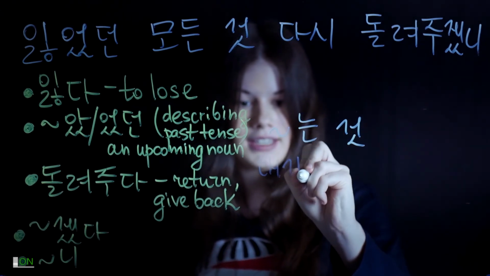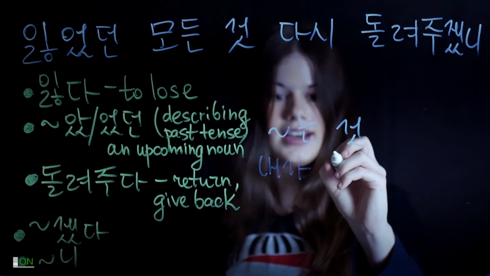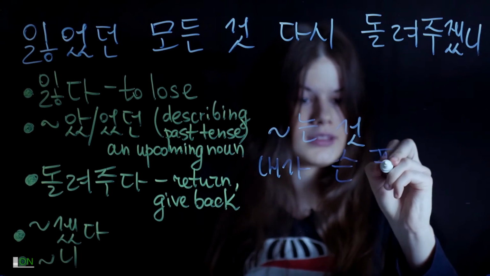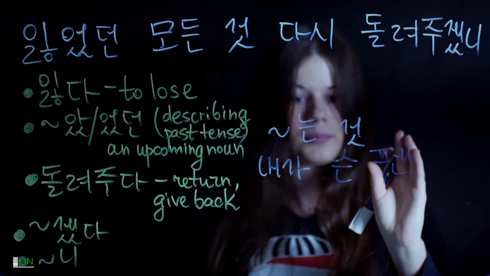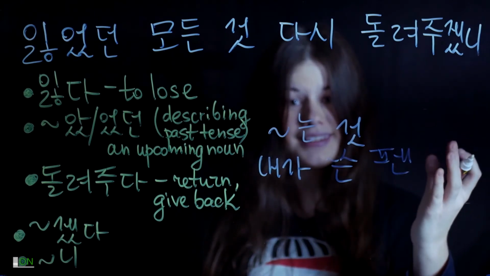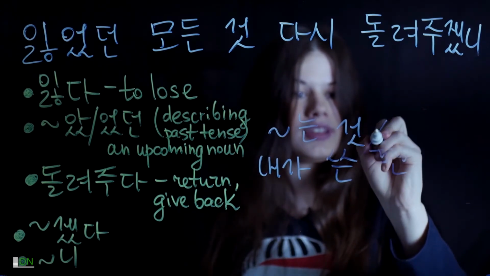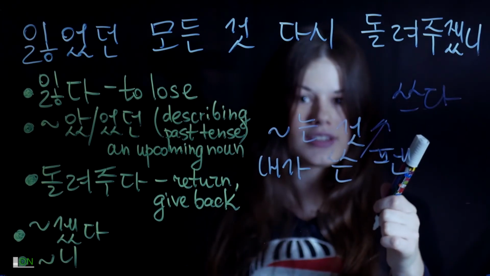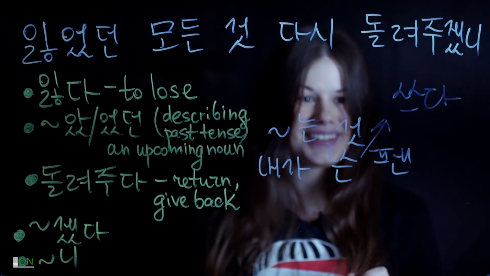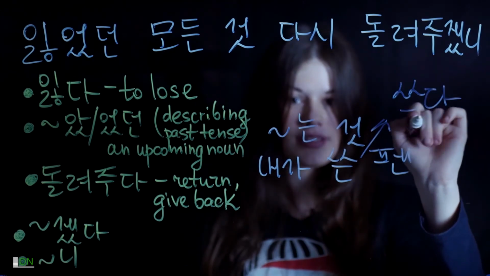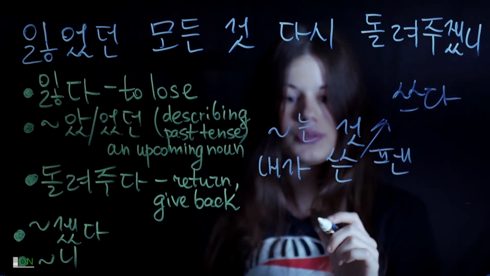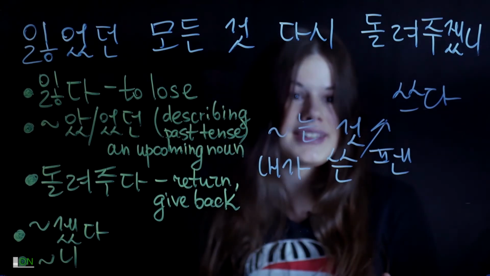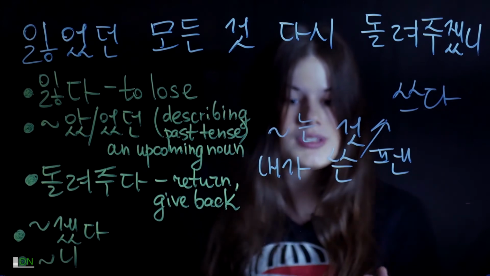내가 is I. 내가 쓴 pen is pen, logical. 쓴 comes from the verb 쓰다. It means to use, also to wear a hat. Very useful meaning. And also it means to write. So we could actually translate this sentence to the pen that I wrote or the pen that I used, but I choose the translation as used.